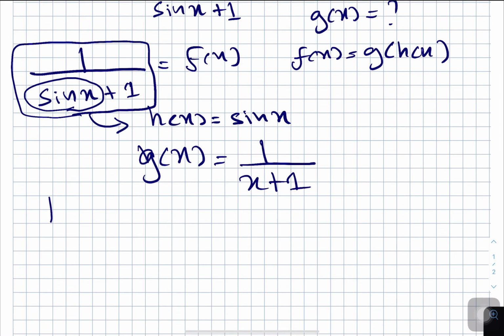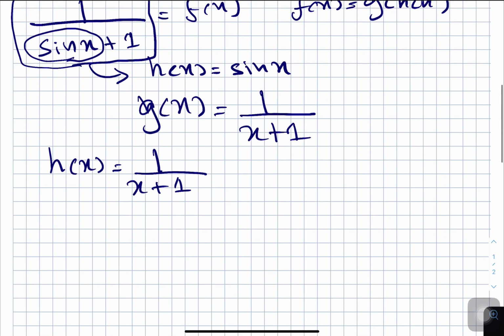So let me write this down neatly. g of x is equal to 1 over x plus 1, and h of x is equal to sine x.